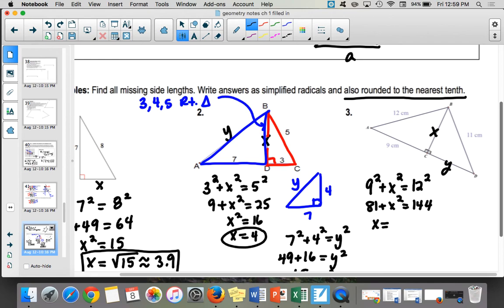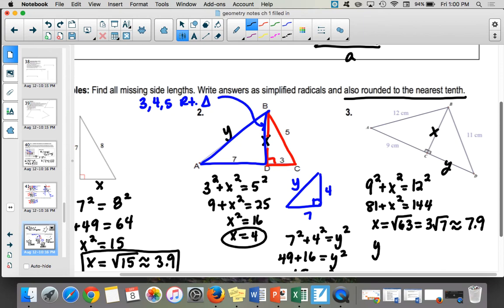So when you subtract the 81 over, what did we get there? 63. So we get the square root of 63, which we can actually simplify. How can we simplify that? Because 63 has 9 that goes into it. 3 squared is 9, times 7, perfect. And we're going to also approximate that. You can just do square root of 63, or you can do 3 times the square root of 7, and you should get 7.9 for your approximation. Did you guys get those for x?